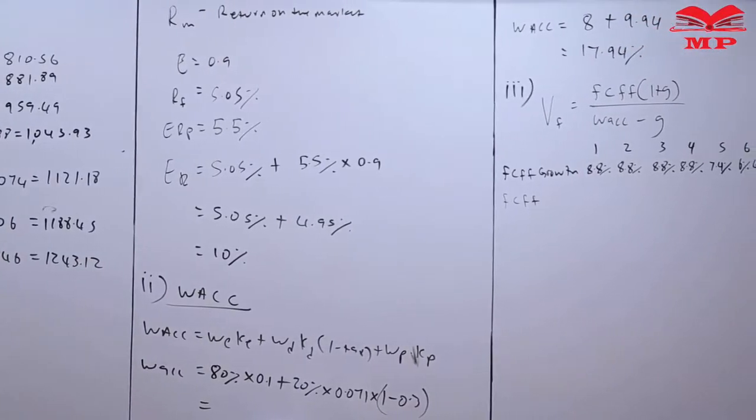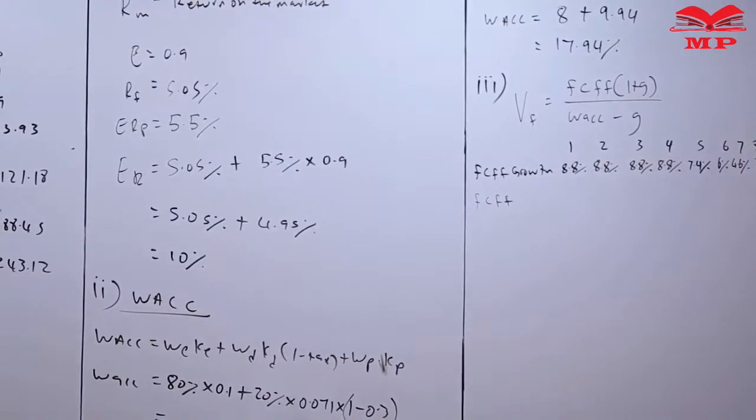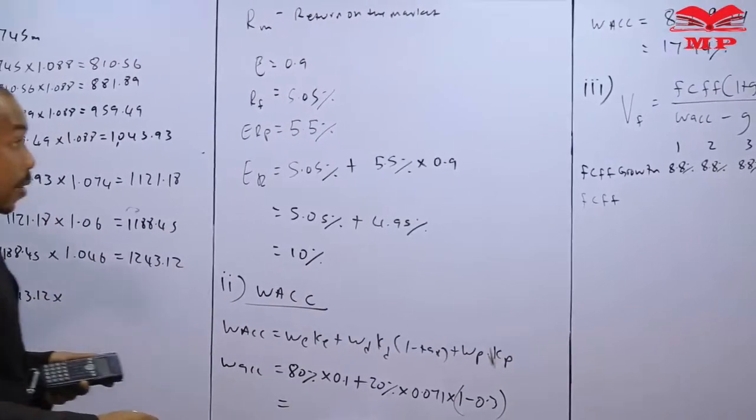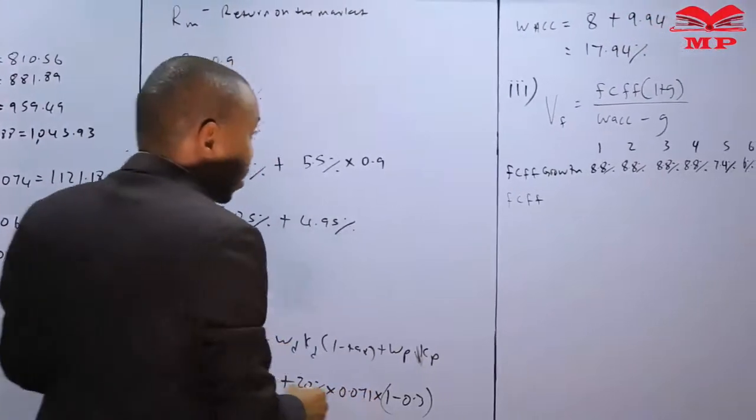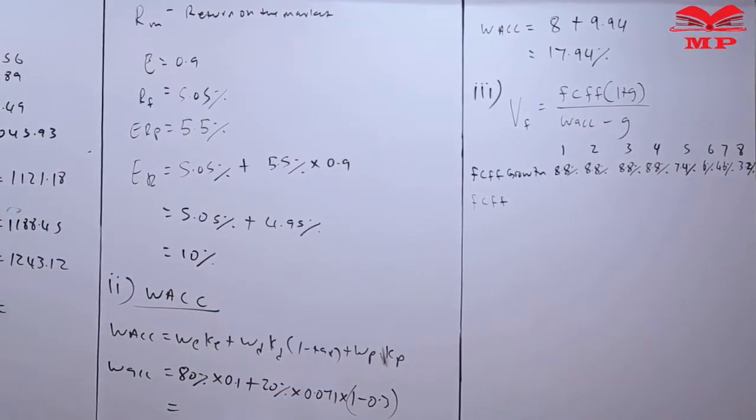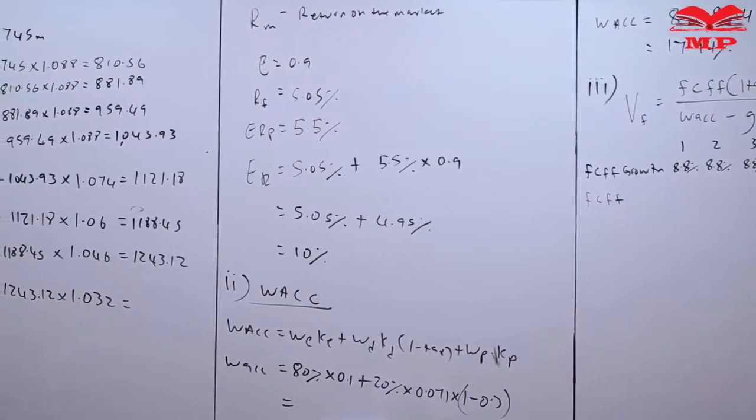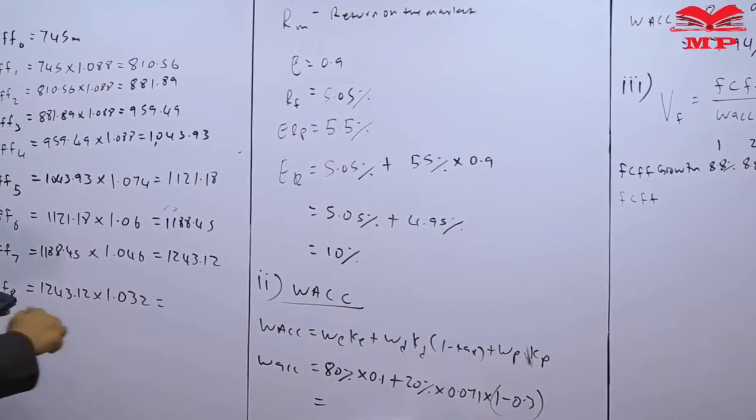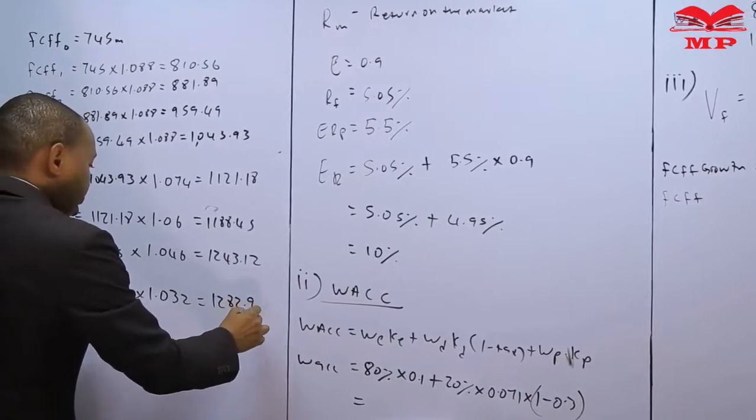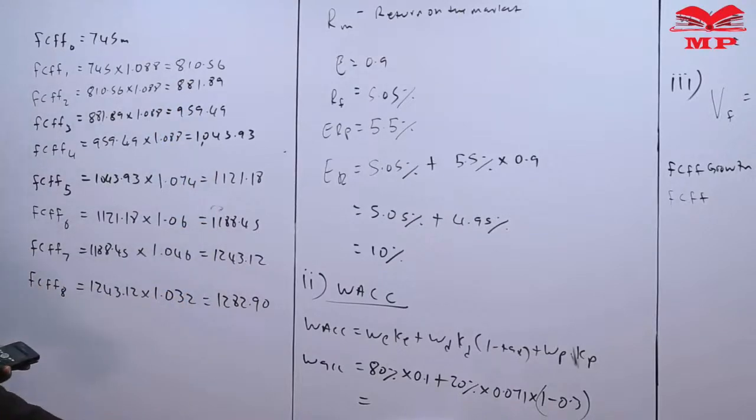Then we have FCFF year 8. It is 1243.12 multiplied by, I can see 3.2%, 1.032, giving 1282.90. So these are the respective FCFFs after they've already been grown.